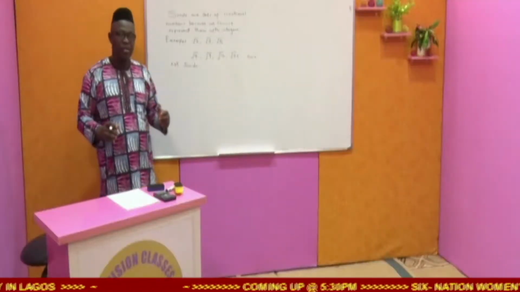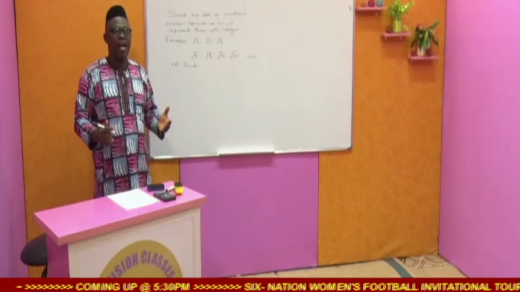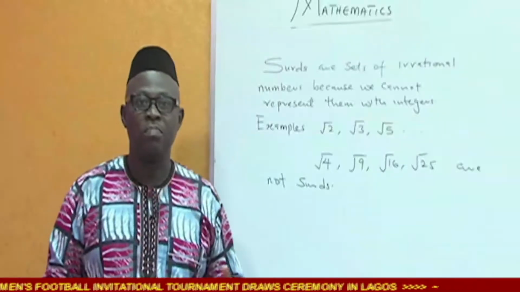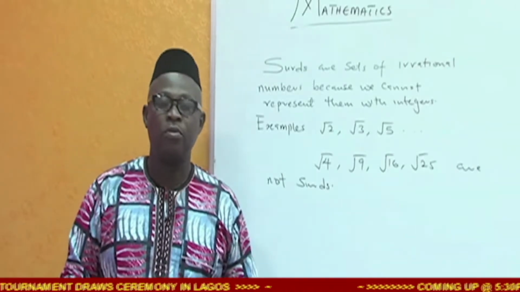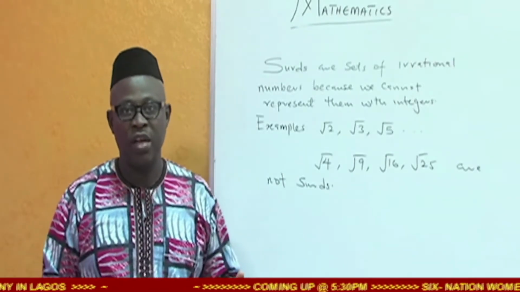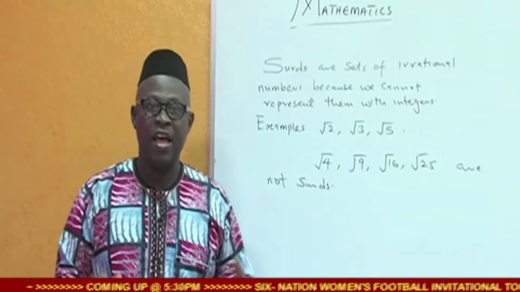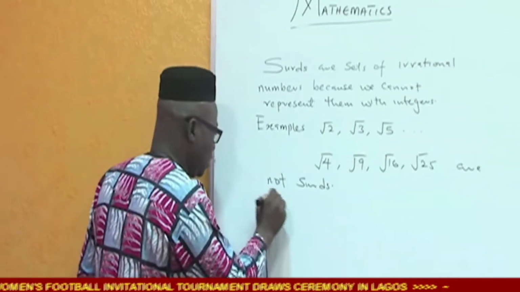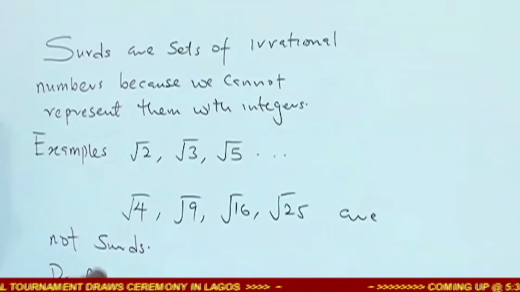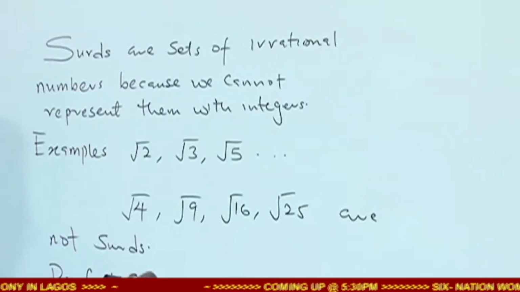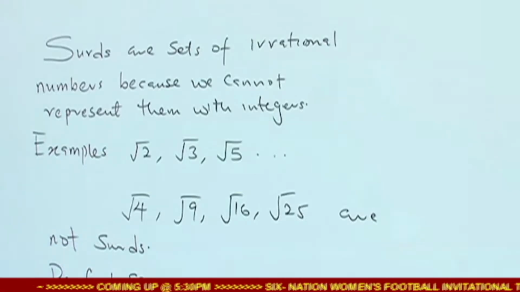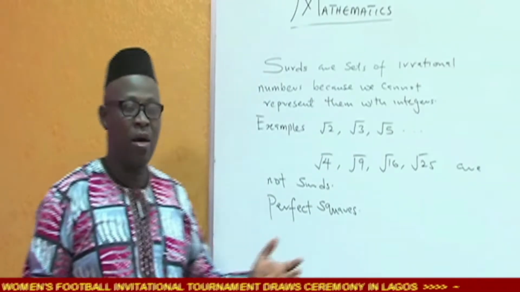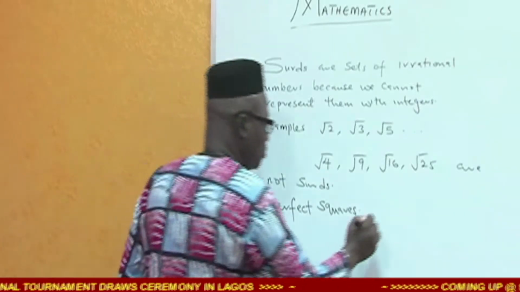So at this point, I'm going to talk about how do you simplify surds. To simplify surds, you have to be mindful of perfect squares. That is, if I want to simplify a surd, my attention should be on perfect squares. Now, what are perfect squares? These are numbers with integer square roots. Now, I'll list some of them on the board.